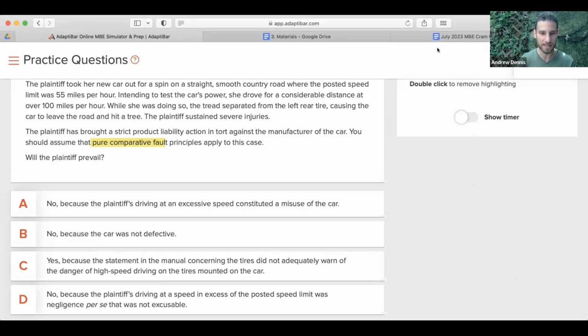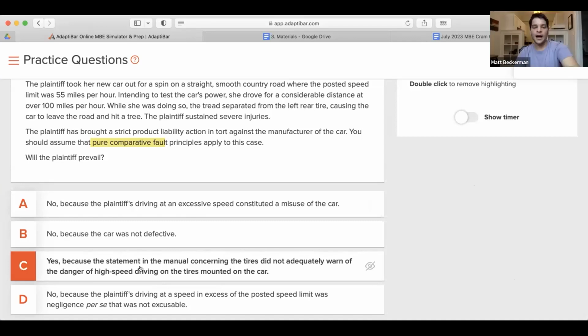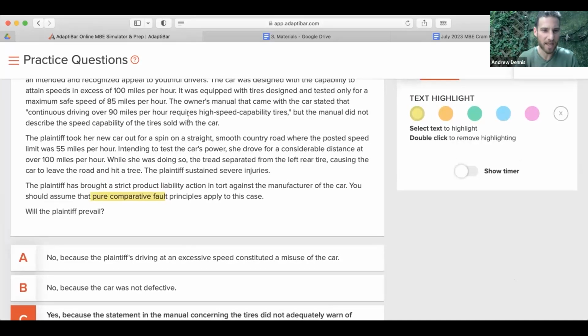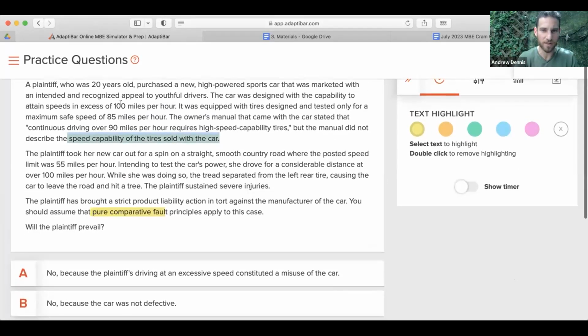All right, most people picked C. I like C. You like C, Matt? I picked C. I don't know if I like C, but I picked it just because I didn't think anything else really worked. I thought the warning was fine, but I understood what they were going for. Well, let's see why the warning's not fine. It didn't describe the capability of the tire sold with the car. The tires only went 85.